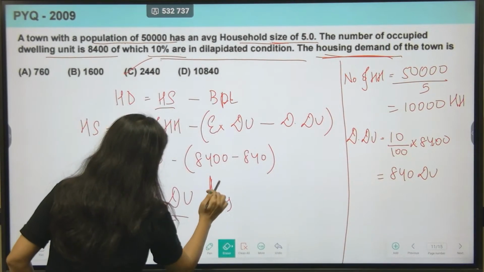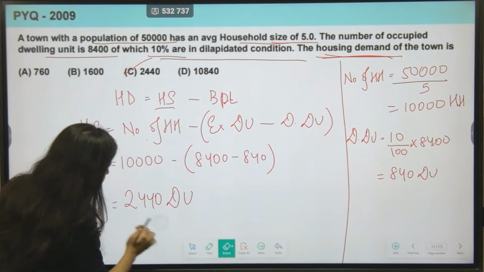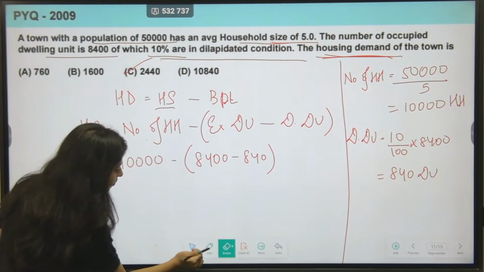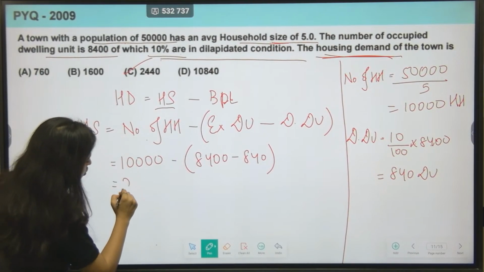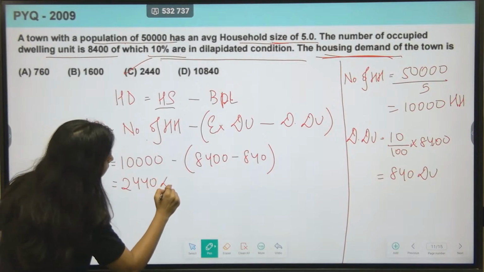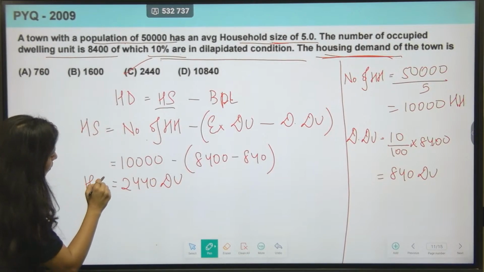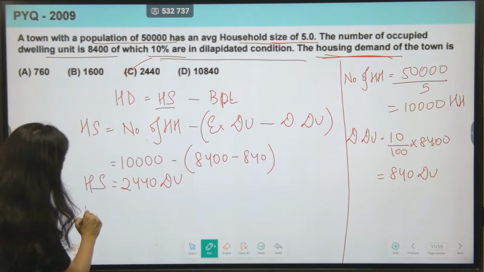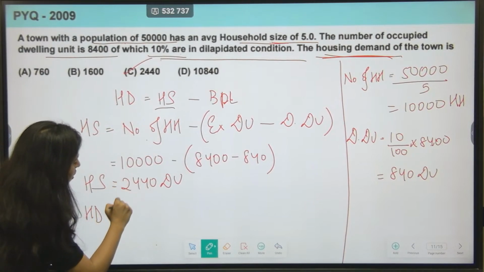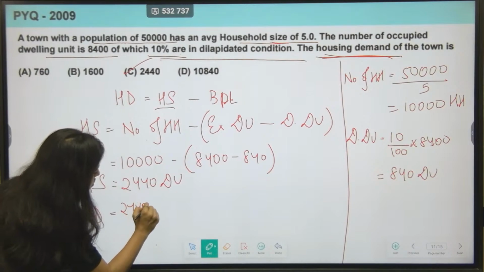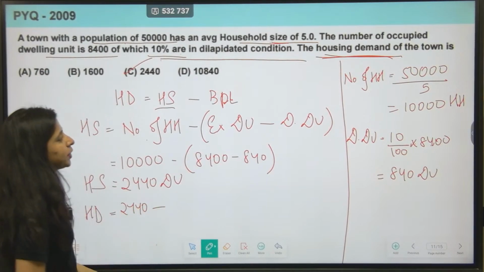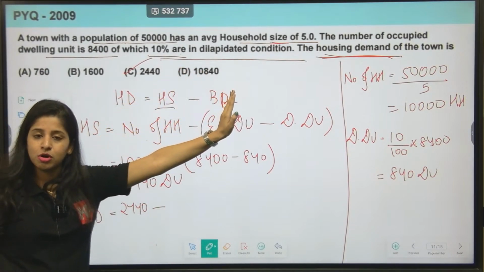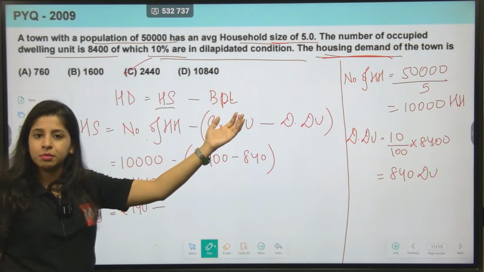See, okay, let's slow down a little bit. 2440 dwelling units. 2440 dwelling units is what? Housing shortage. Now, what is housing demand? Housing demand is housing shortage, that is 2440, minus BPL population. Do we have any data about BPL population? We don't have any data about BPL population.